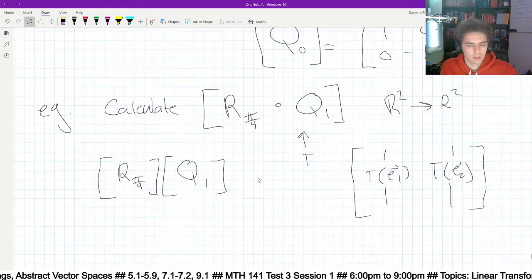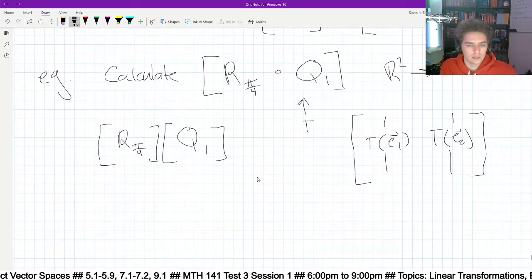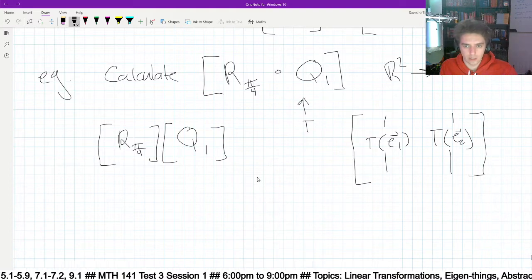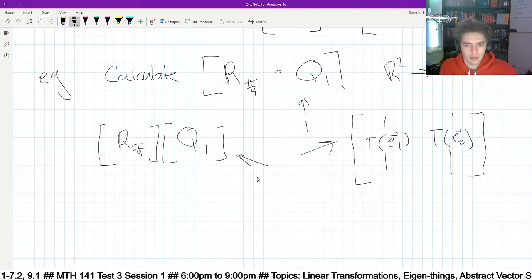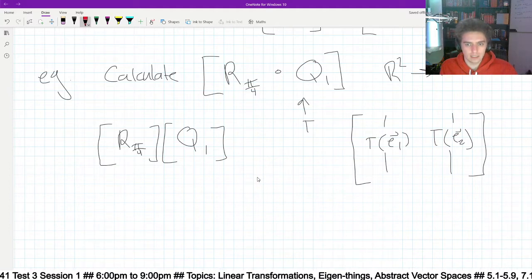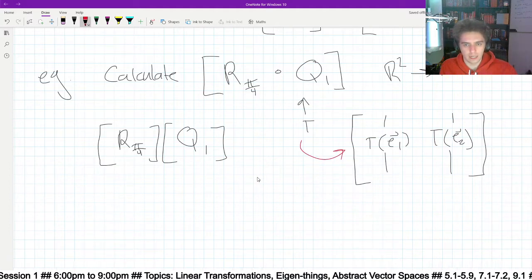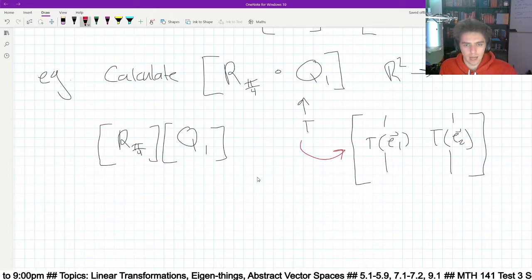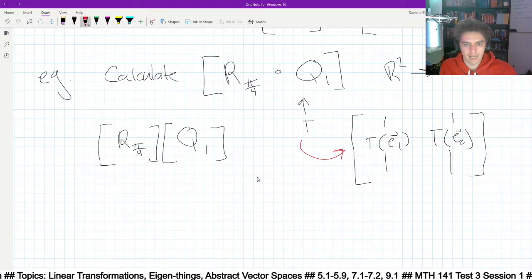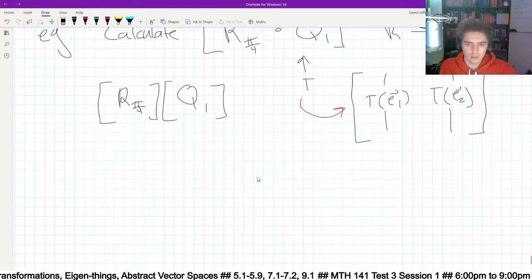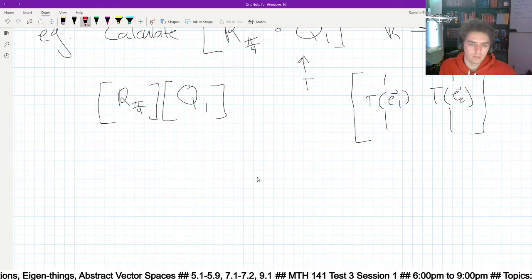So, let's see here. If I want the matrix representation of this, again, I can do either this or I can do this. I'll do this because this is actually pretty complicated if you think about it. I'll have to apply Q1 to this and then apply R pi over 4 to that. It's not crazy, but it's a little bit more complicated than I'd like. So this will get the job done nicer.